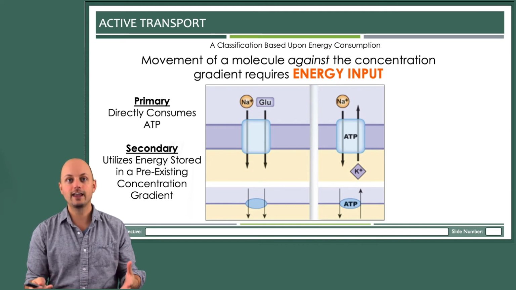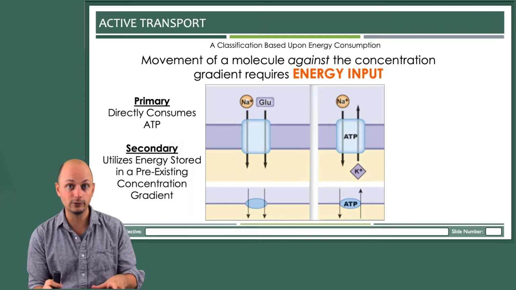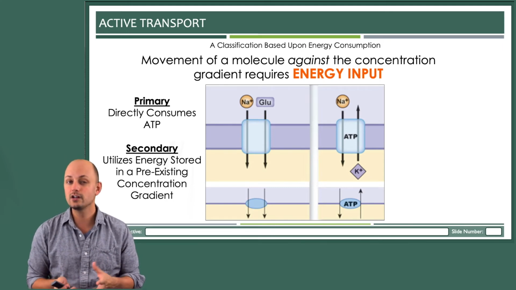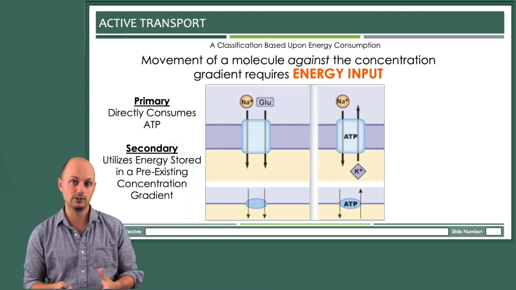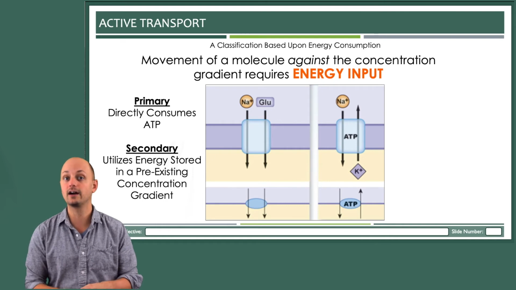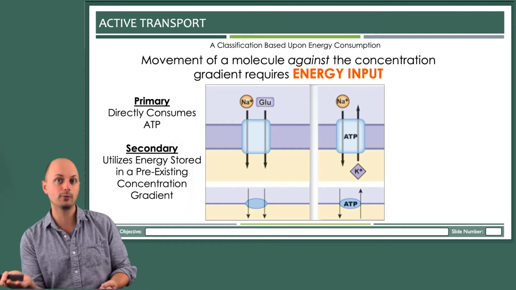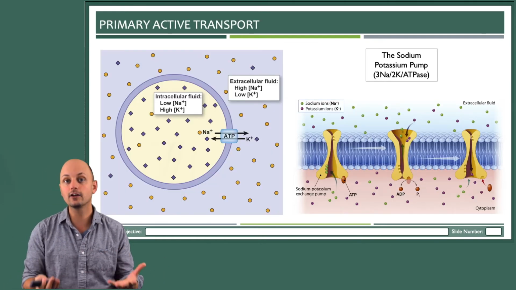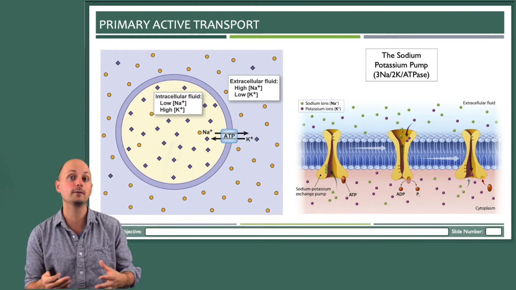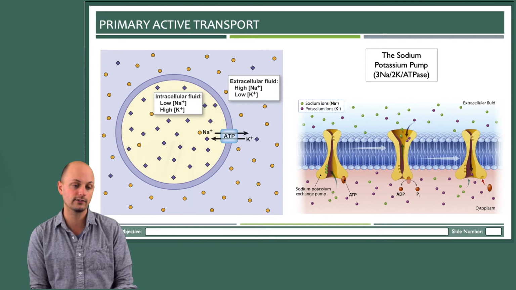Now, the two classification schemes, again, are not mutually exclusive, and there are some generalizations that we could make, but unfortunately, there's always going to be exceptions. So, for example, most primary active transporters are either uniporters or antiporters. And we can see that here with the sodium-potassium pump, which is the transporter that we're probably going to spend the most time talking about in our course.